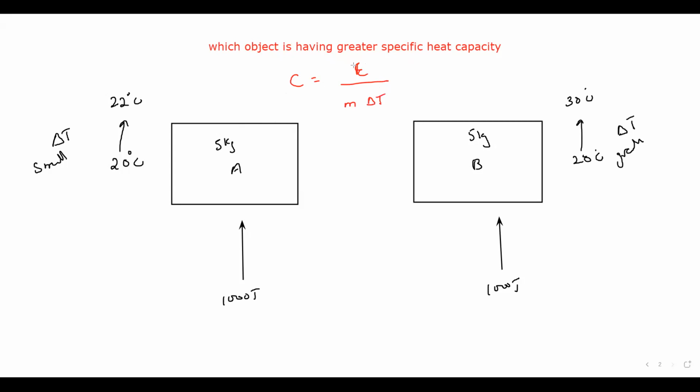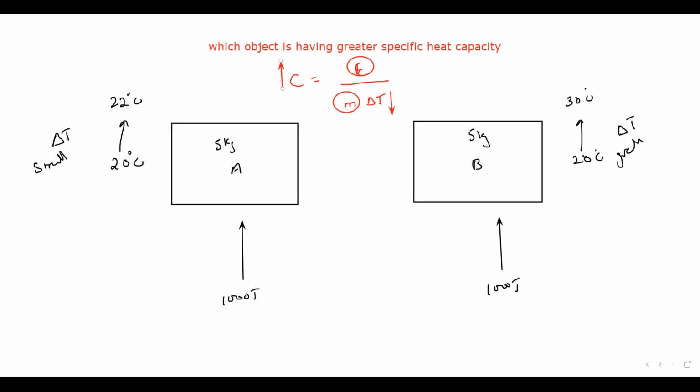So we supply the same energy, we have the same masses. The only difference is the temperature change. Because one quantity is in the numerator and the other is in the denominator, they have an inverse relation. If one of the quantities increases, the other will decrease. So that's why the one which will have a smaller change in temperature will have a higher thermal capacity or specific heat capacity.